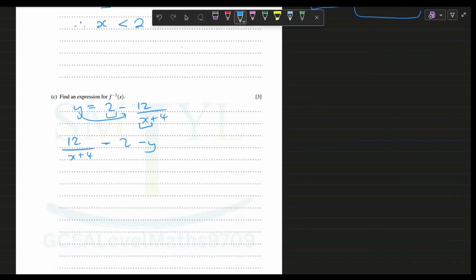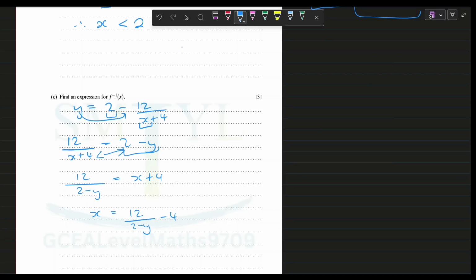Okay, and then here we can just swap these two, so that we've got 12 over 2 minus y is equal to x plus 4. And so what is x? X is going to be 12 over 2 minus y minus 4.